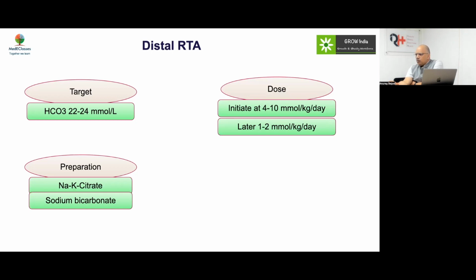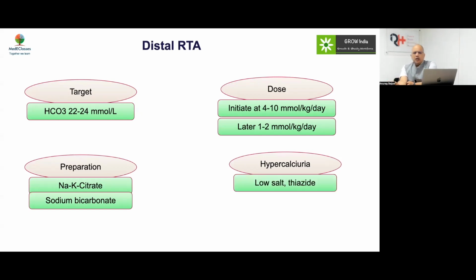Preparation citrate, or as I said, bicarbonate is preferred. Citrate may be helpful because that may help in preventing calcification as well. Ultimately, citrate is converted into bicarbonate. If there is persistent hypercalciuria, we need to avoid salt intake. So often these patients will have a lot of salt, so that you have to avoid, and thiazide diuretics can be added. And you can then prefer a potassium salt also in that regard.